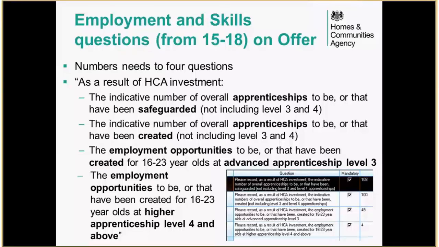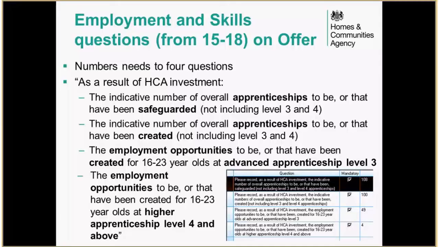Okay, so now to look at the employment and skills questions. They are the questions from 1518, as I identified previously. There are 4 questions that you need to answer, and I've put a little clip at the bottom of the screen here. It is a series of questions, and against each, you have to identify a number. Now, the questions are very, very similar. On this screen, I've highlighted where the differences are. They are all around apprentices and employment opportunities.